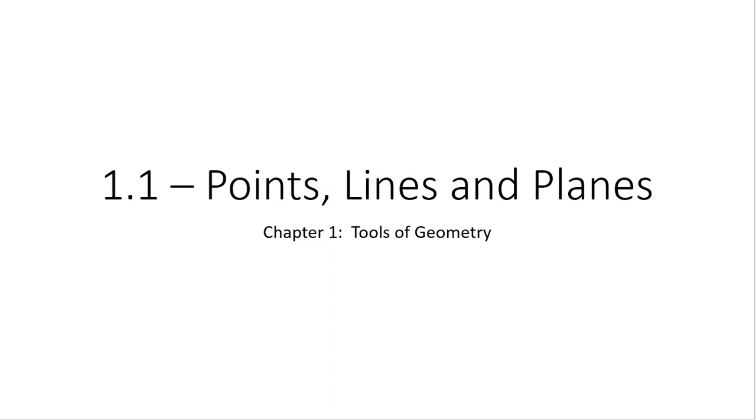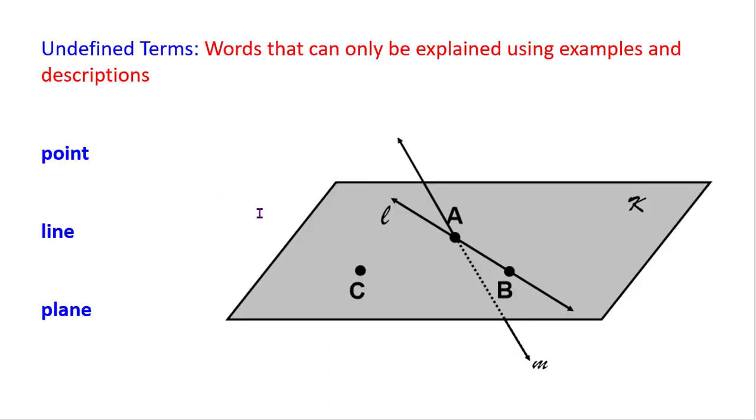This video is on the geometric concept of points, lines, and planes. So in geometry, we have some undefined terms, and our undefined terms are terms or words that can only be expressed using examples and descriptions. We have three undefined terms in geometry, and those are point, line, and plane. We can take a minute to look at these in terms of the diagram that I have here.